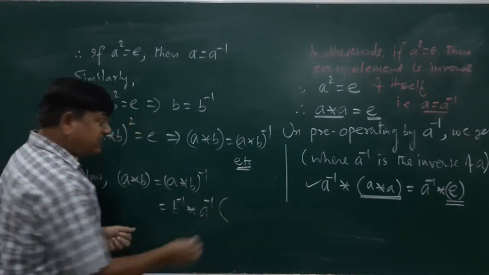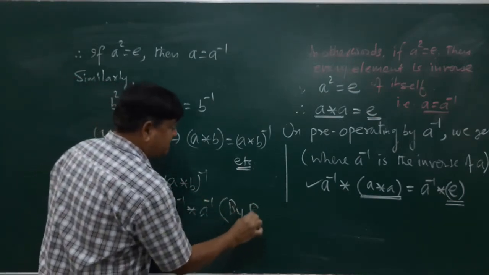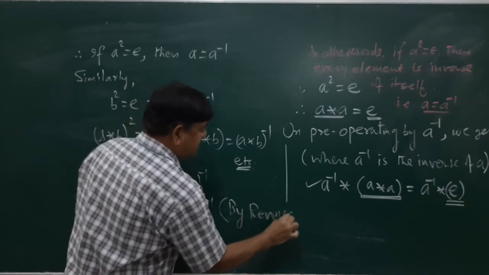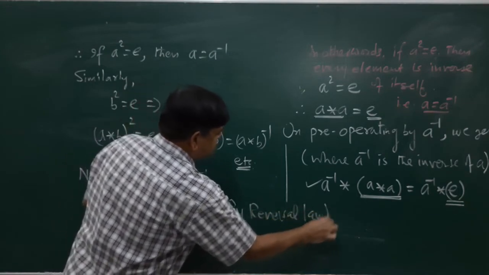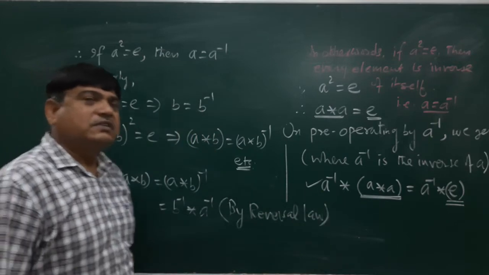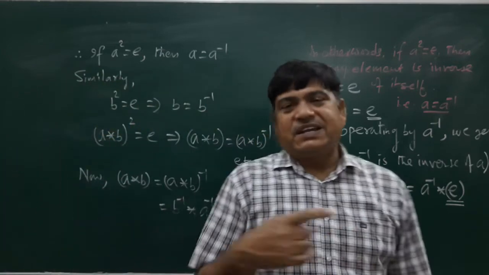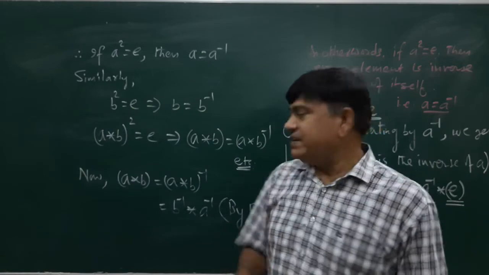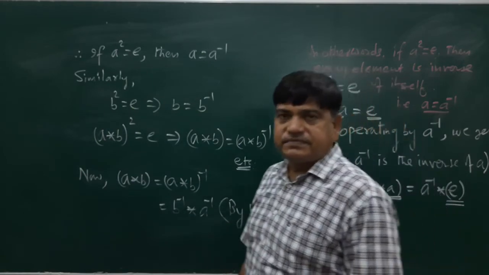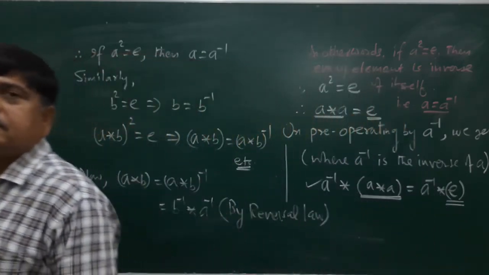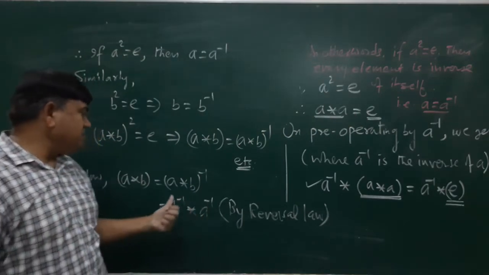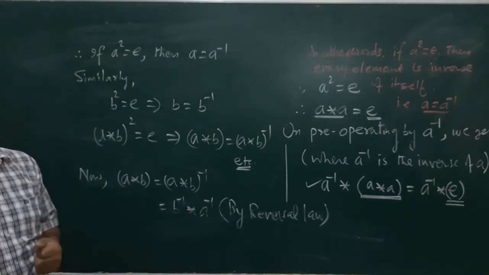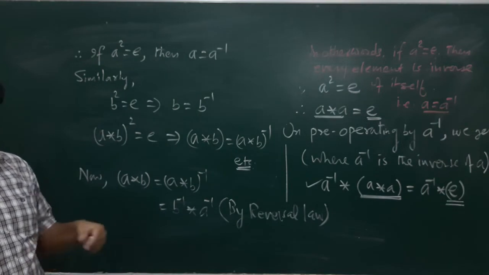Which property? Remember, by the reversal law we have done. The property is connected with some other property also. That's why we are stating this property first. This property is used here to prove this one. So there is a sequence.